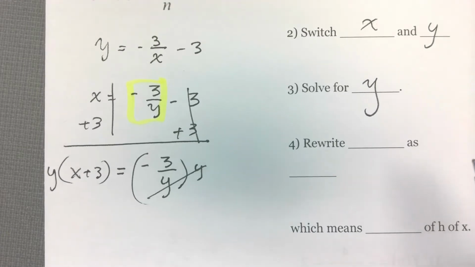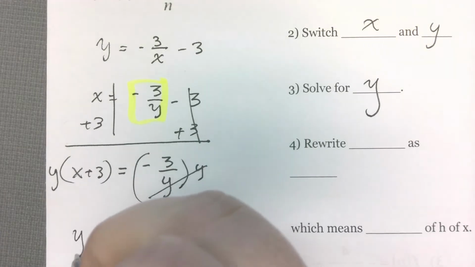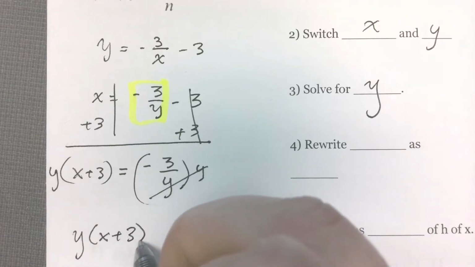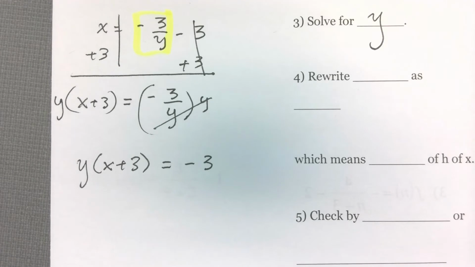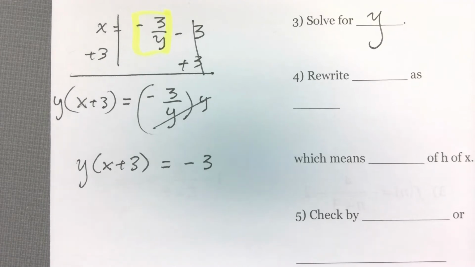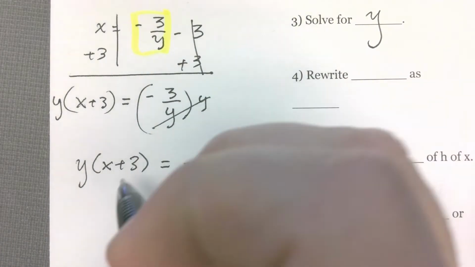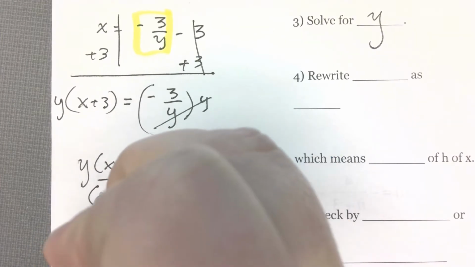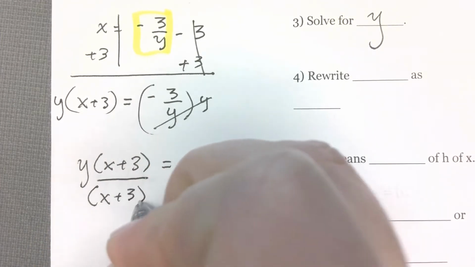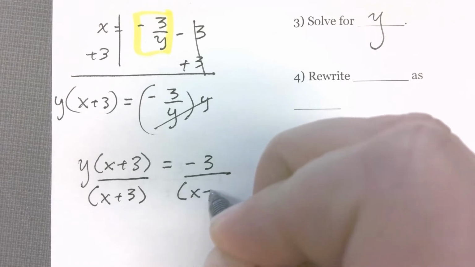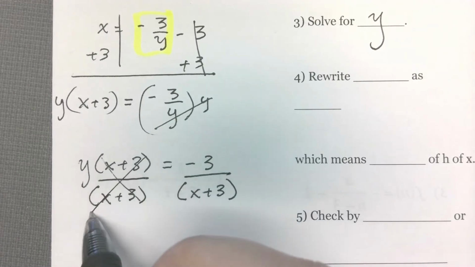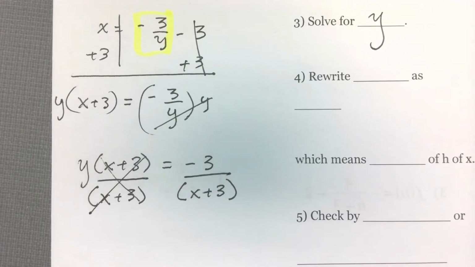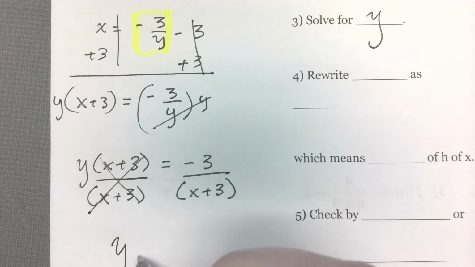Then what do we do? We still want the y by itself. What's with the y right now? This whole group. So we're going to divide by this whole group. Can you guys see that this crosses out? And we're left with just y.